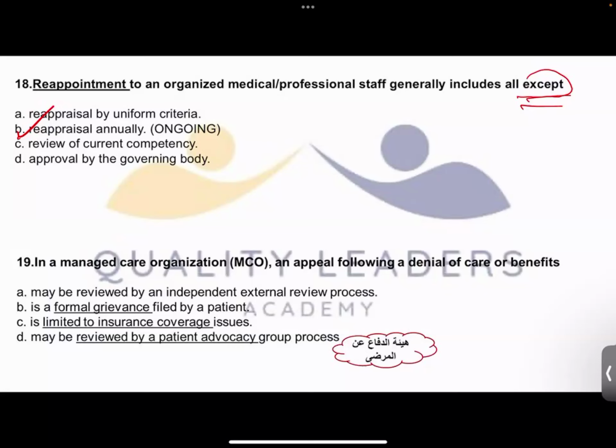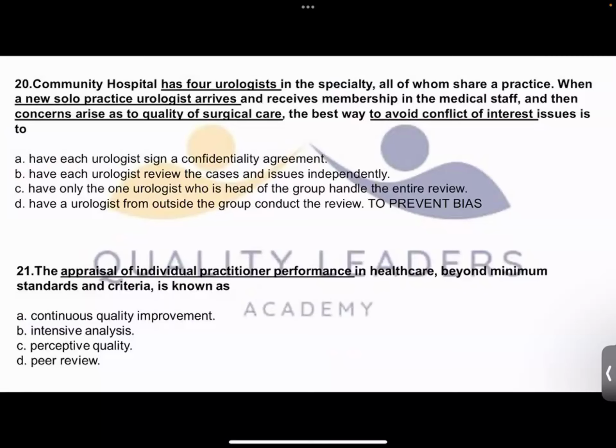For letter B, this specifically refers to review processes and not grievances. For letter C, they can involve more than care-related decisions. For letter D, their role is supportive but not part of the procedure. So the answer is letter A, may be reviewed by an independent external review process.